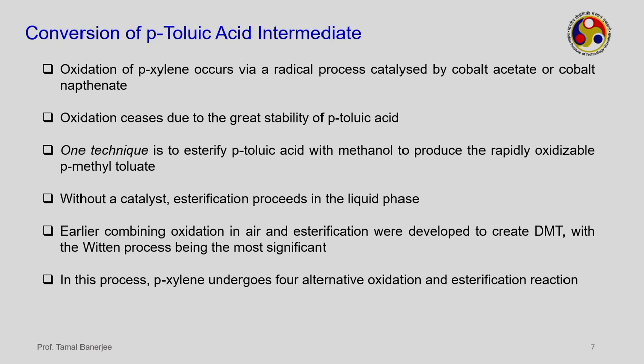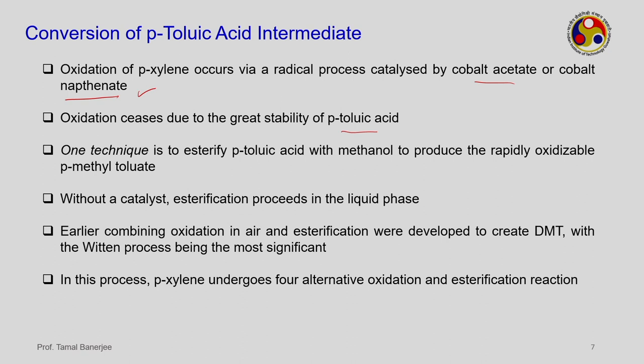So now the main issue is the conversion of the paratoluic acid intermediate. The oxidation of paraxylene occurs via a radical process which is catalyzed by cobalt acetate or cobalt naphthenate. Since we are studying this catalysis part in this module, that is why the catalyst comes into the picture. But the issue is oxidation stops due to the great stability of paratoluic acid. So how do we do it?